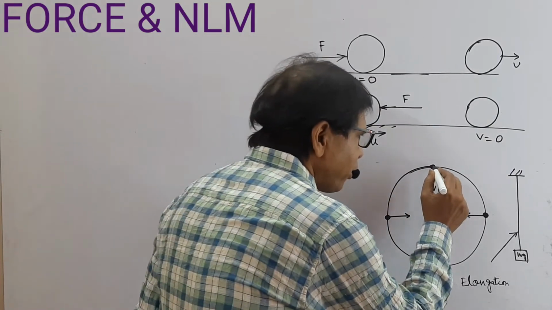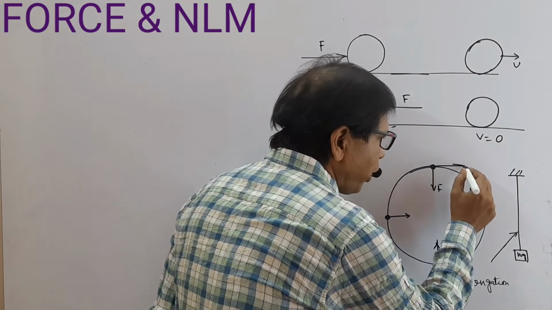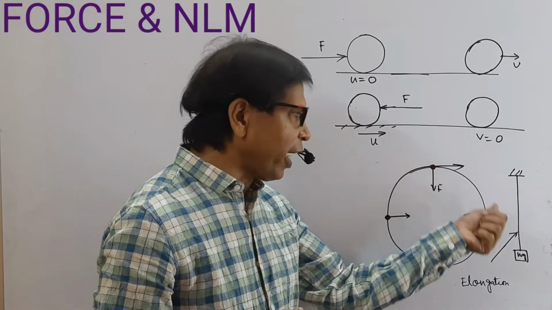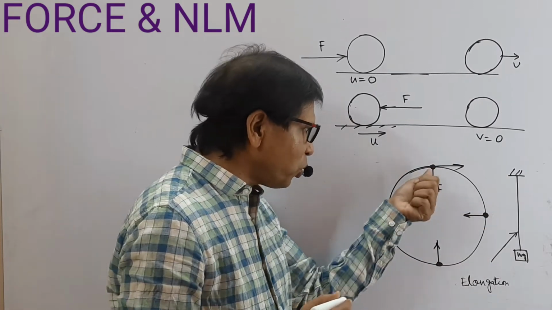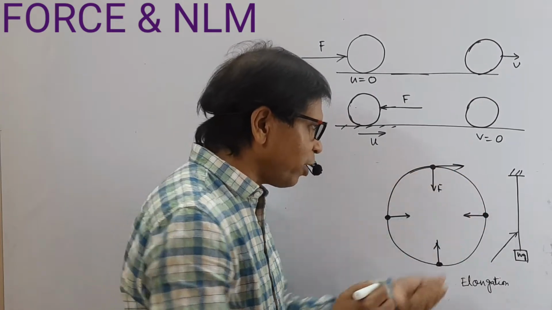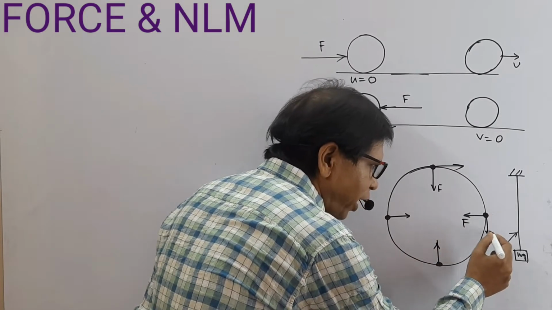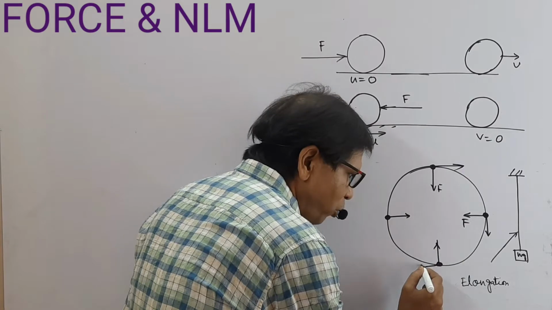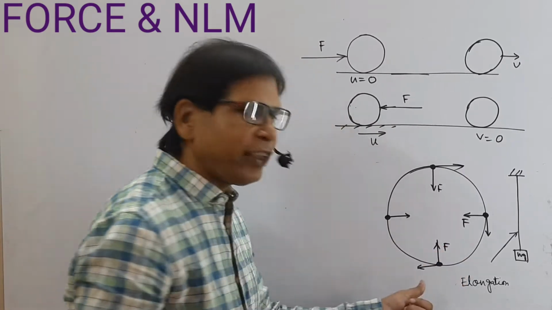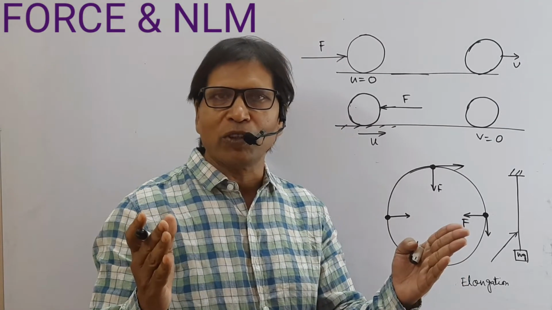Look at this. The direction of motion of the body is tangent to the circular path. Now, this force changes its direction of motion. Here, this force changes its original direction of motion.